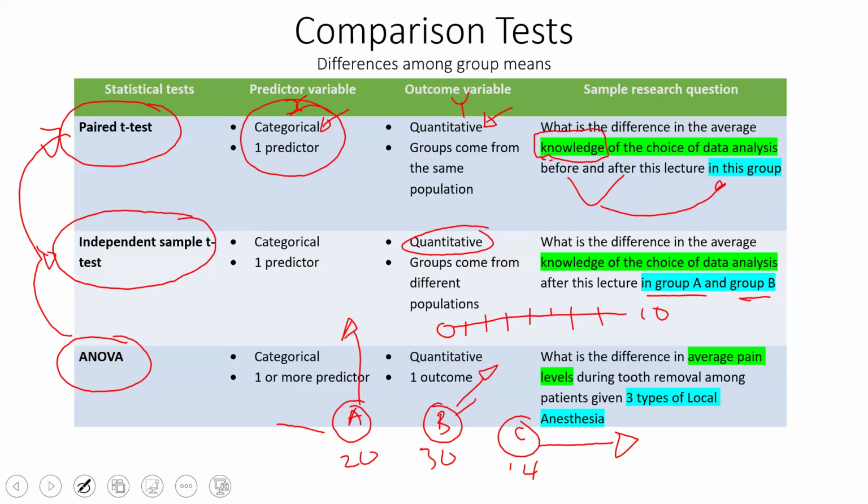And because it is 3, that is where ANOVA comes in. If it is only 2, let's assume it is A and B, because there are 2 different groups, I will be using an independent sample t-test. So it's just some little tweak here and there. That's how it works. We are going to do a class example.